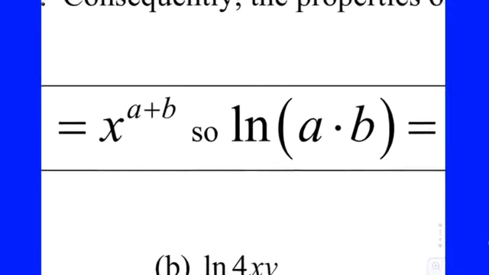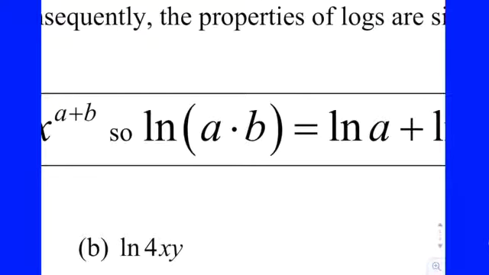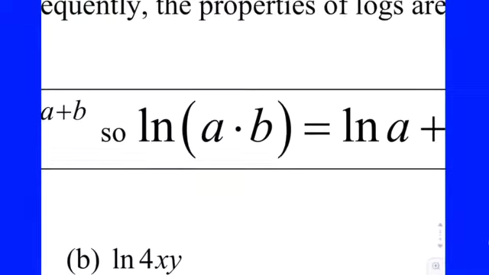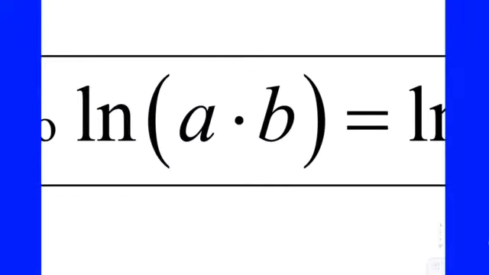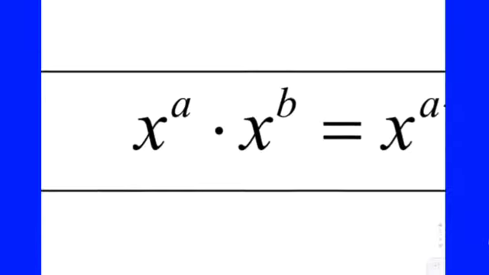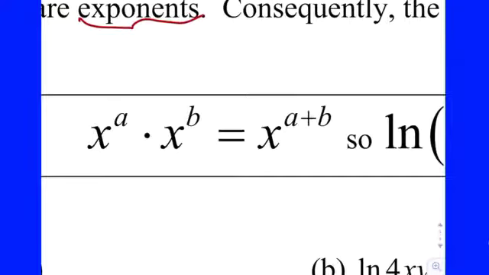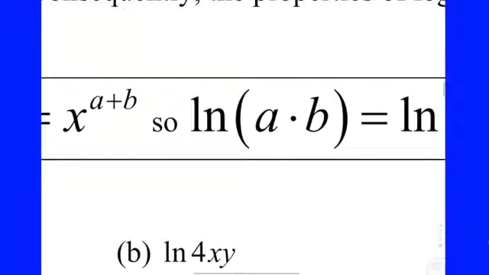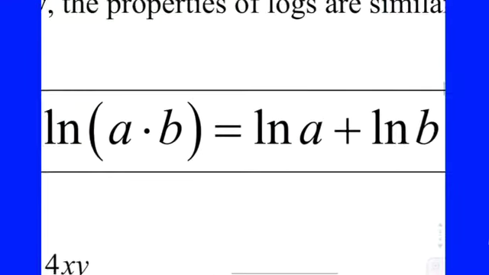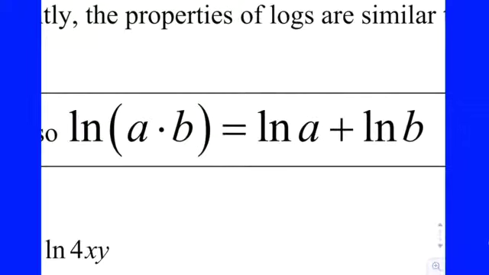Okay? So here is the property that works for all logs of any base, but I'm going to illustrate it with base e, natural log. So same thing here. Products are going to become sums, just like this, right? Multiplication became addition. Products become sums. The natural log then of a product, a times b, turns into a sum, addition. It's the sum of the logs, okay?